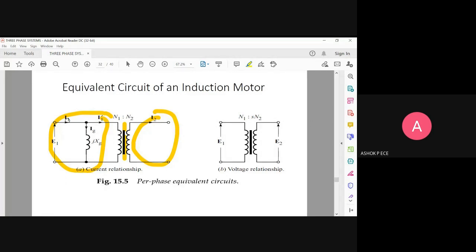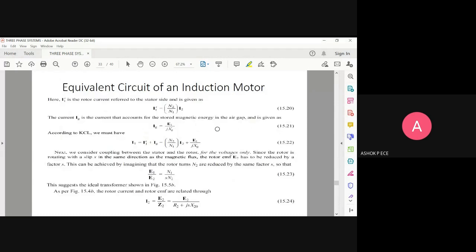Current relationship: I1 is the total current coming in, IG is flowing through the air gap reactance, and the effective current going into your stator, and I2 is the current flowing in the rotor. E1 and E2 are the EMFs induced in the primary and secondary, that is, the stator and rotor. Turns ratio will be N1 is to s into N2. Even here you have to multiply the turns ratio by s. Okay, for current I won't do that. For voltage I'll be multiplying by s. See, that is what is given in the diagram.